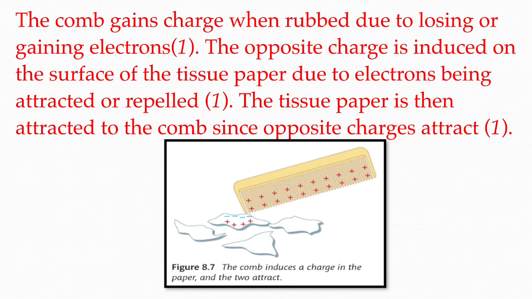The cone gains a charge when rubbed due to losing or gaining electrons. The opposite charge is induced in the surface of the tissue paper due to electrons being attracted or repelled. The tissue paper is then attracted to the cone since the opposite charges attract.